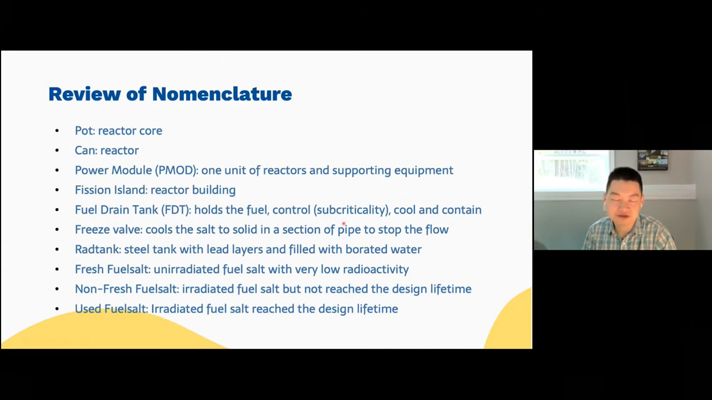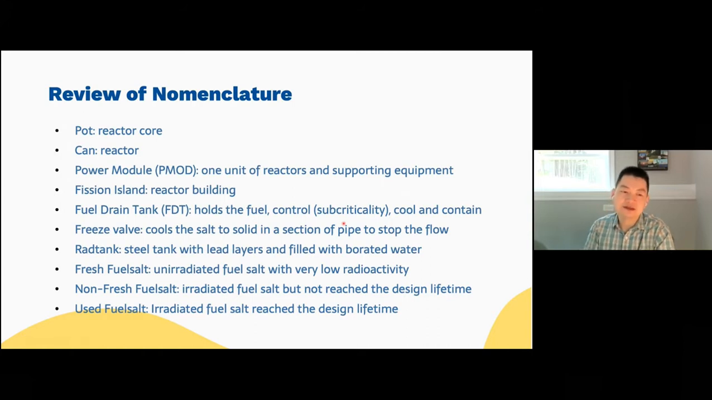And then we have used fuel salt. That means the fuel salt has been used in both cans and reached its 8 year lifetime. It has to be unloaded from the core, so we call it used fuel salt. We're not calling it spent fuel. We call it used fuel instead of spent fuel, because we think the used fuel contains valuable material that can be used in the future. So it's not spent, it's not a waste, it's actually a valuable asset.